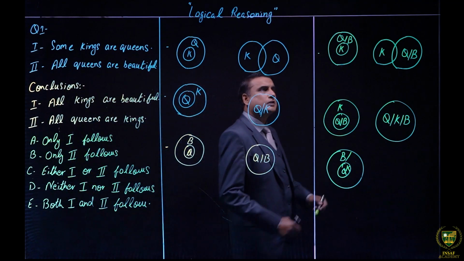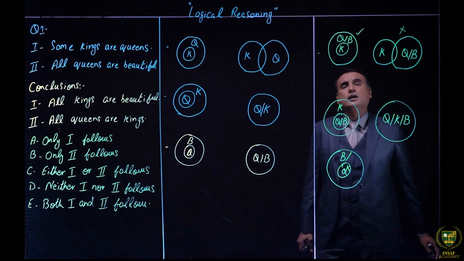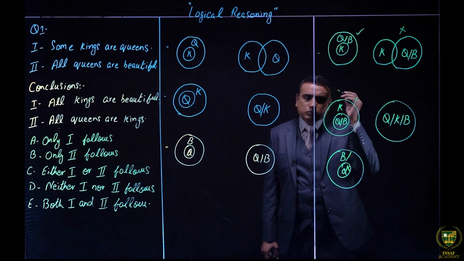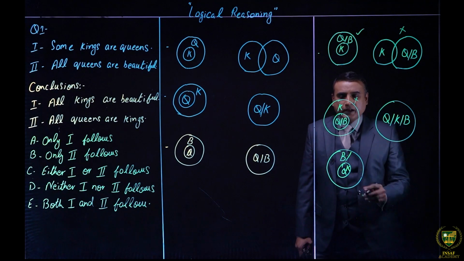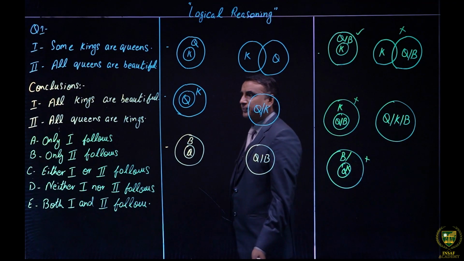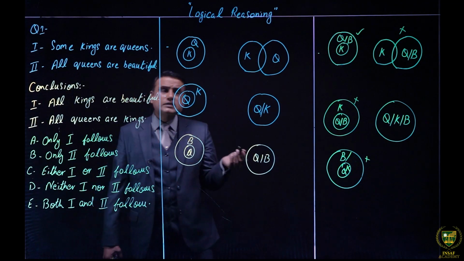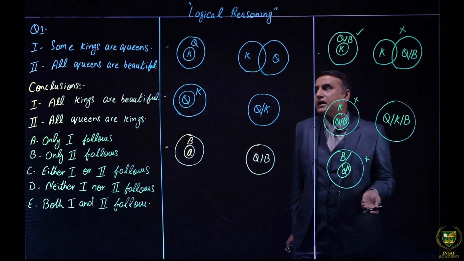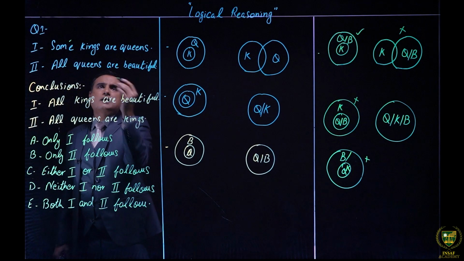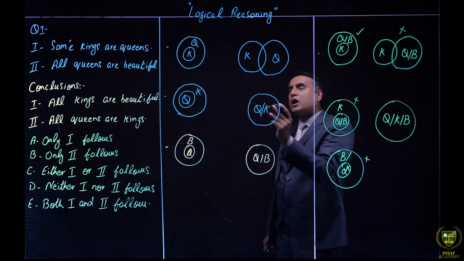All kings are beautiful. Here it holds true, but here it is not. Here too, it is not proving worthwhile. And here too, it is not considered true. So this one will automatically be excluded. And all queens are kings. This is already clear to you, that only some kings are queens. So that is also clear from there, let's check here as well. All queens are kings?